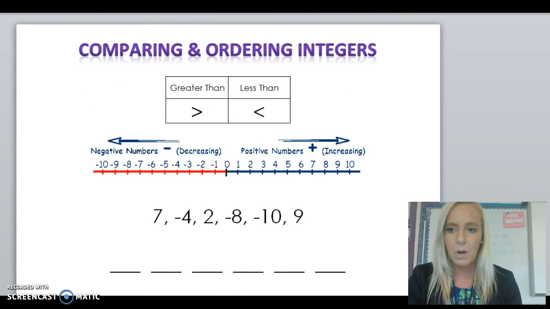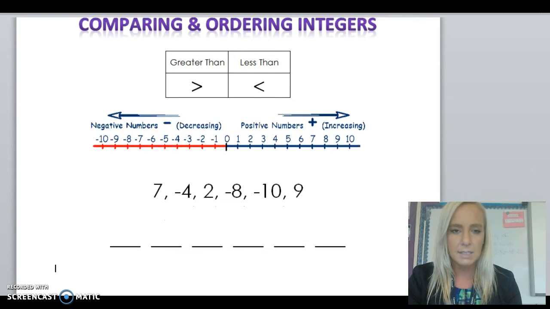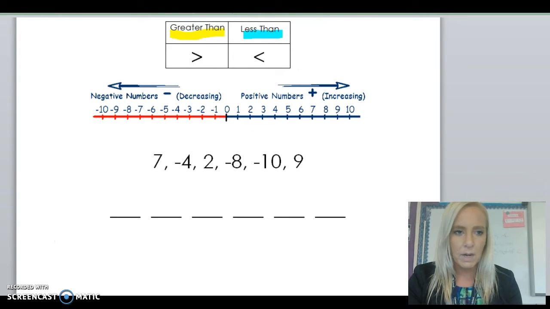So what I want you to do is take out your graphic organizer. What I did is I put on here the greater than and less than symbols just to help you to read those a little bit better. Here's your greater than, and here's your less than. Here's an example of a number line. As the numbers decrease to the left, they are negative, and numbers increase as we go to the right, therefore they're positive.